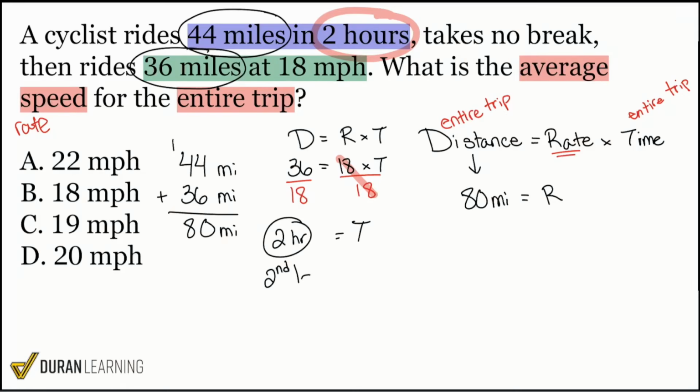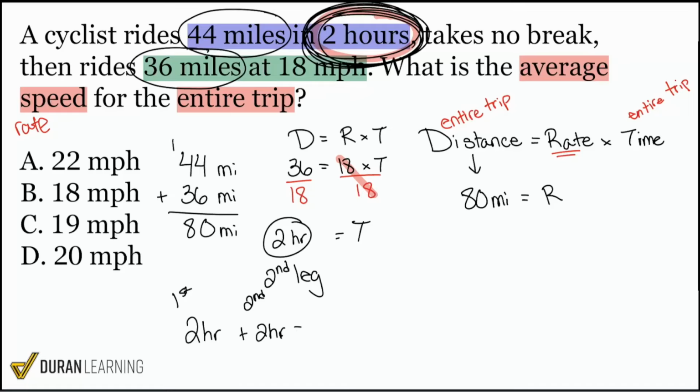And then for that first leg, everybody, what was that time again? Right there, that's 2 hours. So the first leg was 2 hours. The second leg was 2 hours. We add all of that together and we get the entire trip's time, which is 4 hours. Now that we have that, now we're in business because we'll plug in the time right here. 2 hours, nice and easy.